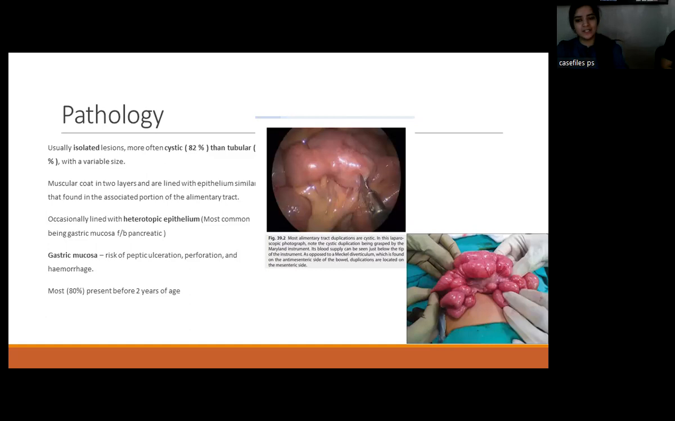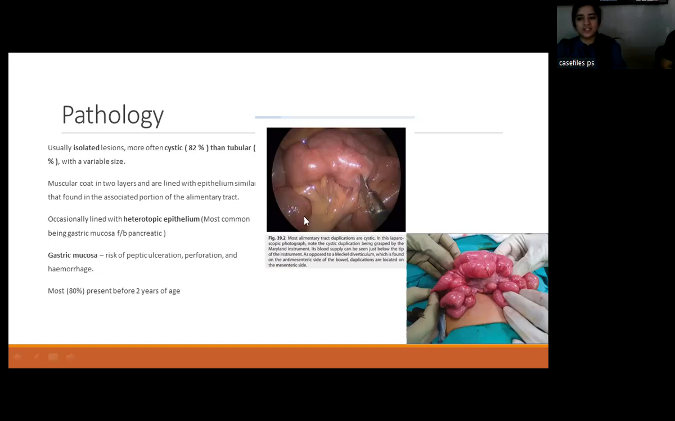However, occasionally we see heterotopic epithelium, the most common being gastric mucosa, followed by pancreatic tissue. If gastric mucosa is present in the epithelial lining, it carries a risk of perforation, ulceration, and bleeding. Most of these cases present before 2 years of age, that is 80% of the cases, and 60% of cases present before 6 months of age.